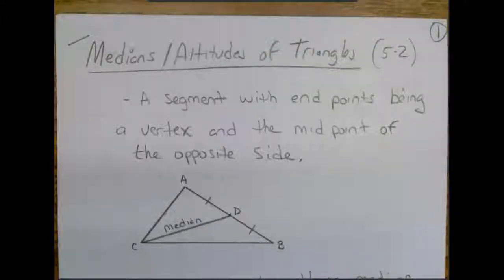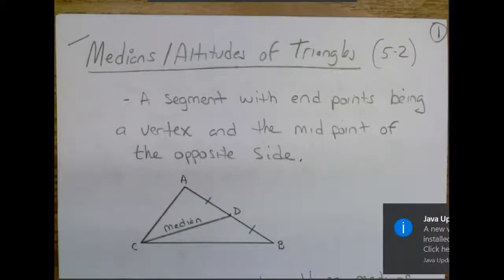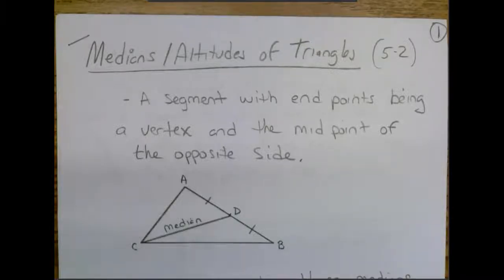So this will be our next notes in Unit 5 in Geometry. This is going to be on medians and altitudes of triangles. Last unit we looked at bisectors and how we can use them to find distances on triangles. And now we're going to use these medians and altitudes to help us find distances in triangles.